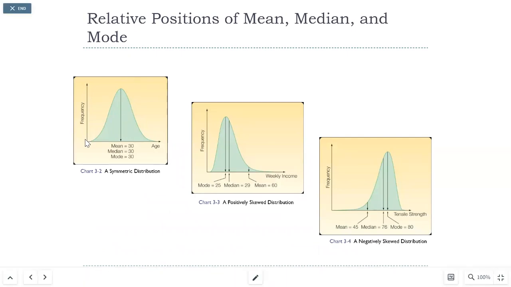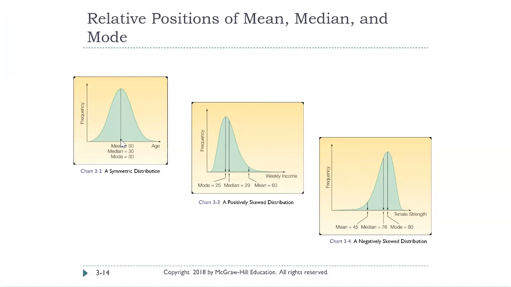Okay. So relative positions of the mean, median, and mode. We're going to talk about bell curves, which is what these are, a little bit later. But let's suppose you have a distribution of age, and here's the frequency. In this case, we have a symmetric distribution where the mean, the median, and the mode are all equivalent. This is like a dream case. This never really happens in real life, but this is the case where the average, the median, and the mode are all telling you the same thing. So in this case, you can probably trust that your data are symmetrical.